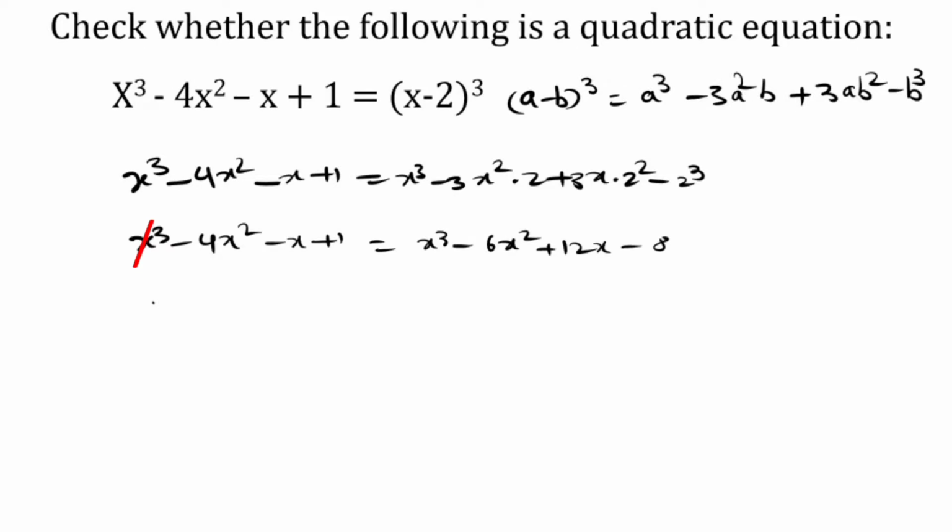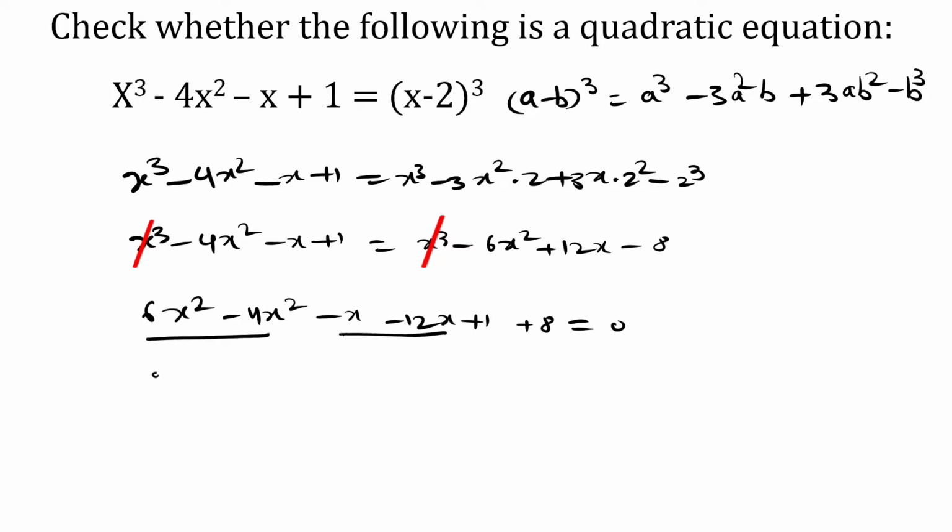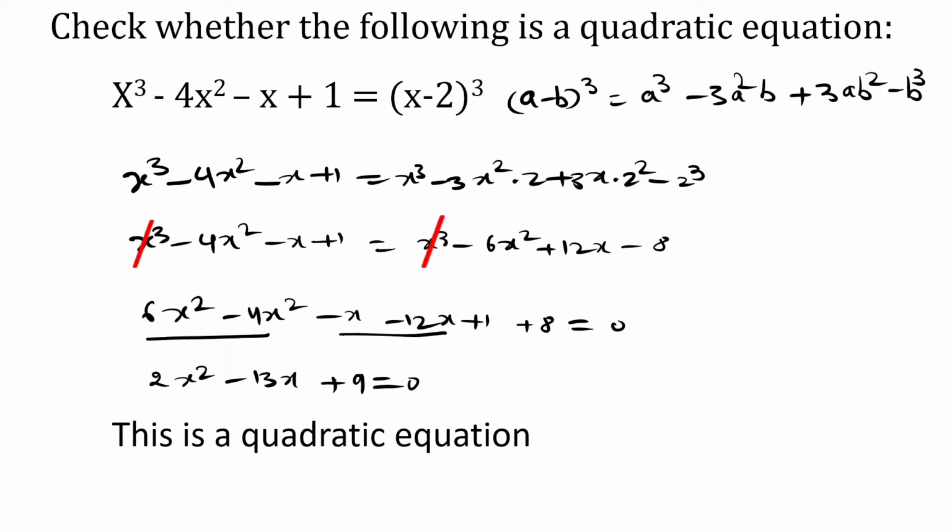Now x³ being on both sides cancels out, and transferring all terms to the LHS and collecting like terms, we get 2x² - 13x + 9 = 0. Here the highest power of x involved is 2 and the coefficient of x² is not 0, so this is a quadratic equation, though originally it appeared to be a cubic equation involving third powers of x. So it is always necessary to verify by putting the equation into the standard form ax² + bx + c = 0, where a is not 0.